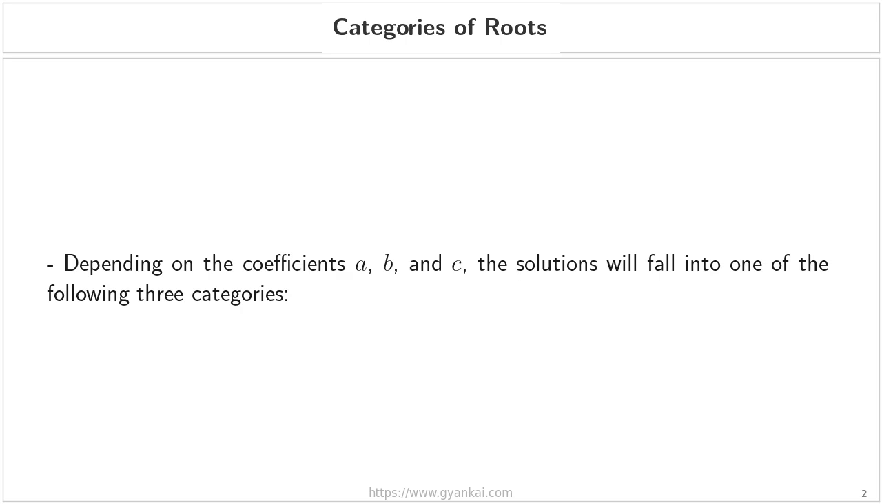Categories of roots. Now that we understand that a quadratic equation can have at most 2 roots, we need to look at how we can actually classify these solutions. You'll see that depending on the specific values of the coefficients, which we call a, b, and c, the solutions will always fall into one of 3 distinct categories. We are going to explore each of these 3 scenarios, 2 distinct roots, 1 repeated root, and no real roots, in the next few slides.